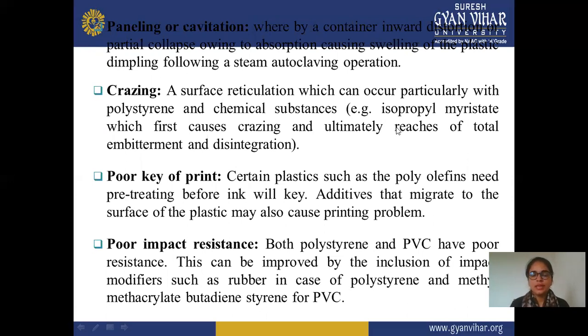Next is crazing. Crazing is a surface reticulation which can occur particularly with polystyrene and chemical substances. An example is isopropyl myristate, which can cause crazing and ultimately reach total embrittlement and disintegration. So this crazing is also one of the problems of plastic.